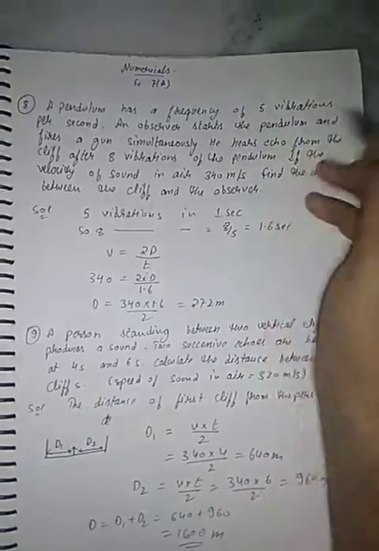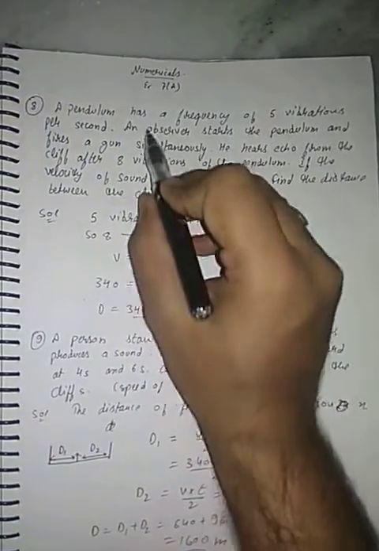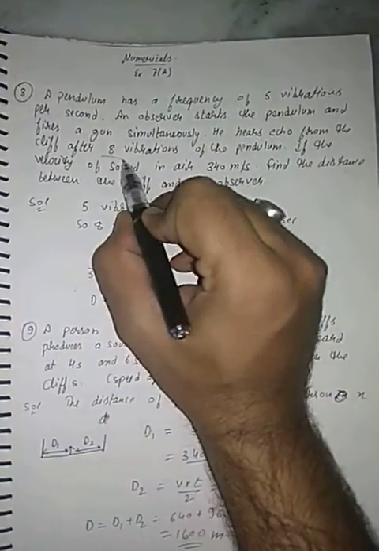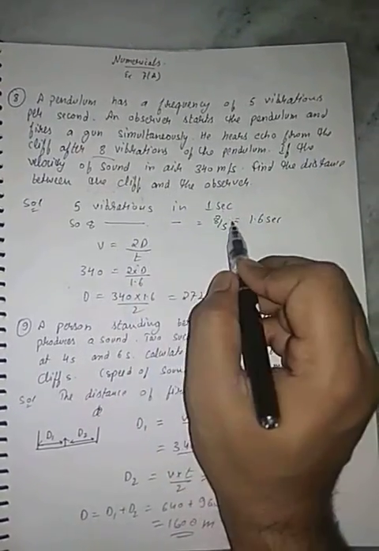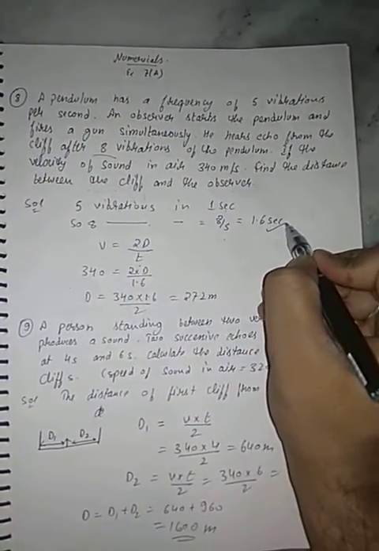Now I can calculate the frequency. 5 vibrations in 1 second. How many vibrations is he taking? 8 vibrations. That means 8 vibrations' time is 8 upon 5 equals 1.6 seconds.